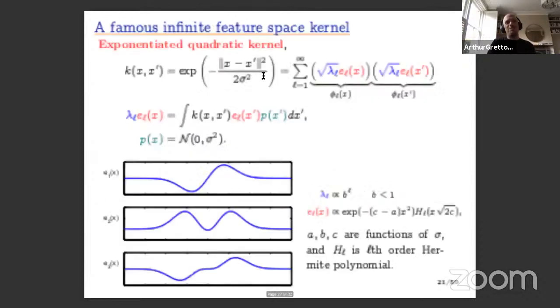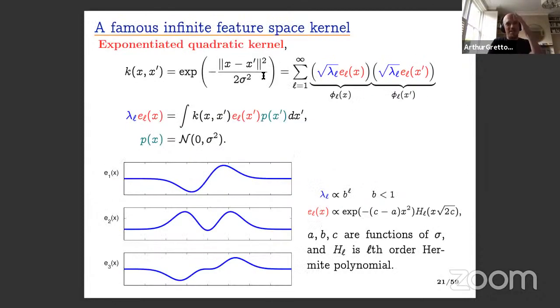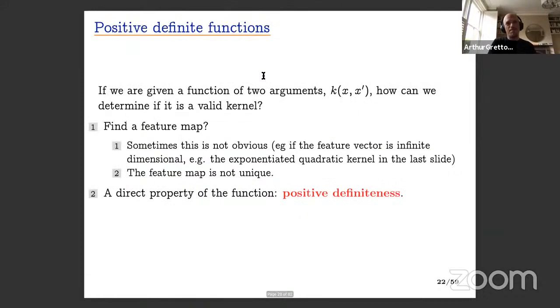But as you might guess from the rather complicated expressions in this slide, sometimes finding a valid feature map is not so easy. And besides, as we saw earlier, rather trivially, the feature map isn't unique. But there is a property that all kernels have to have, which is the property of positive definiteness. And it can often happen that checking this property is sufficient to show that a function of 2 arguments is a valid kernel. All right, so let's look at that.